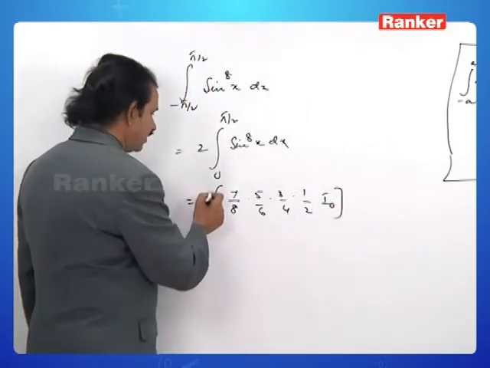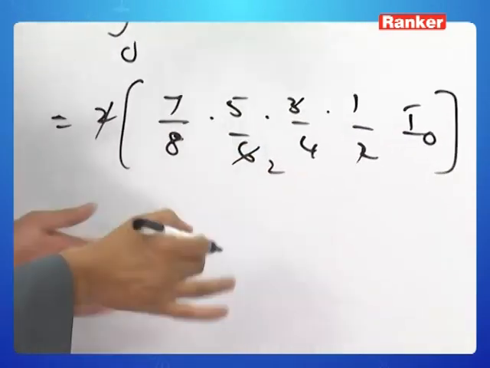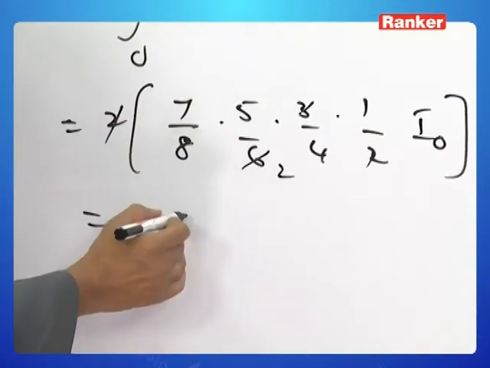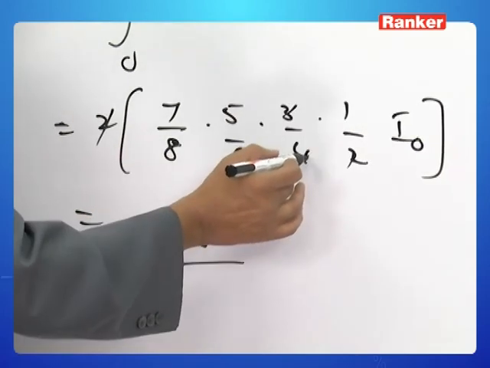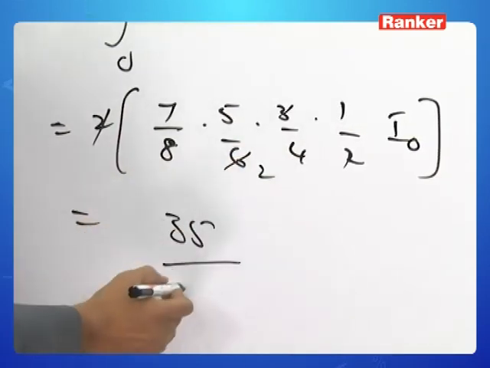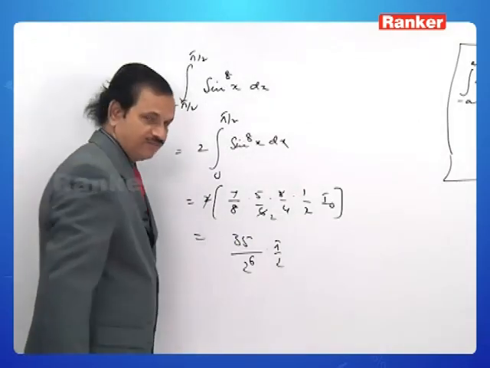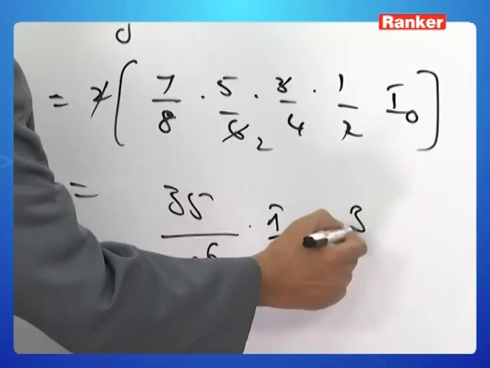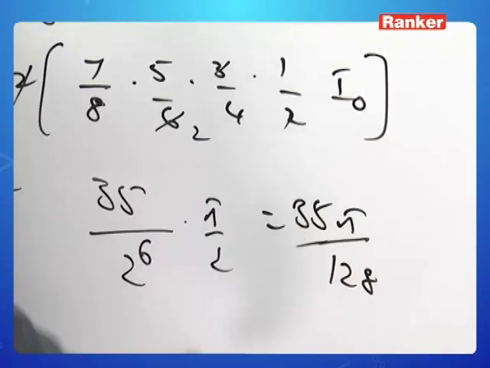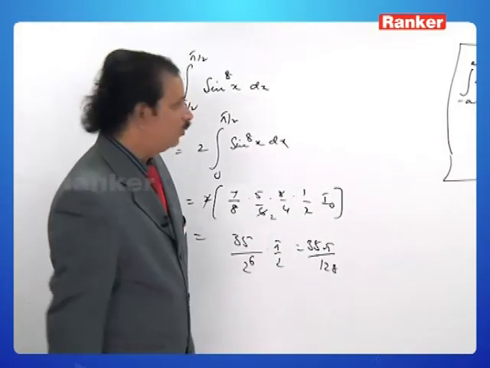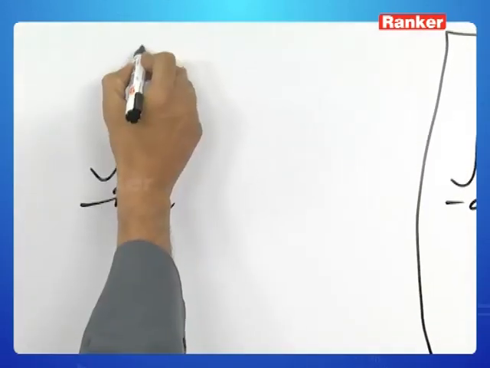I0. Well, you cancel 1, 2 and 2. Any more cancellations? 3 goes 2 times. Any more? No more. Altogether it is 35 by 2 cube, 2 square. You see? 2 plus 1, 3 plus 3, 6. That is 2 power 6 into pi by 2 here, because I0 is pi by 2. Altogether the answer is 35 pi by 2 power 7, that is 128. This becomes the answer.